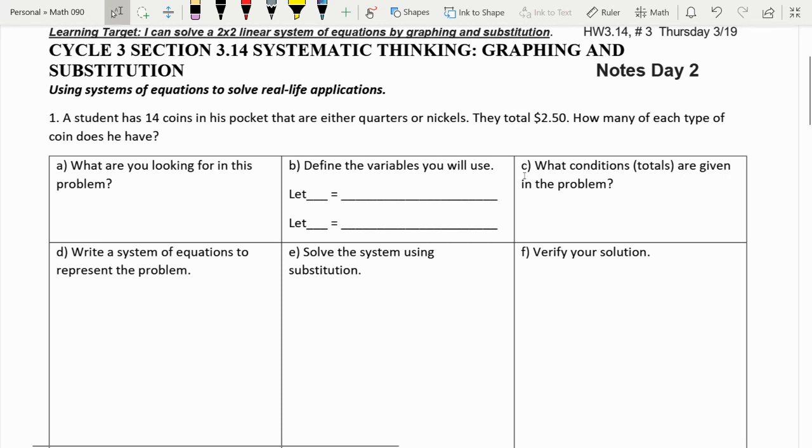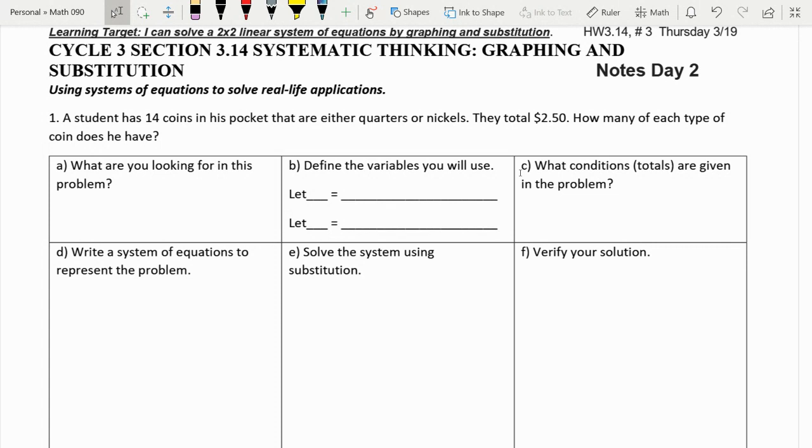All right. So a student has 14 coins in his pocket. They're either quarters or nickels. They have a total of $2.50. How many of each type of coin does this kid have? All right, so the first part. They're breaking this thing up, hoping that it'll help you figure out the problem. They'll walk you through because I know how much you guys love word problems.